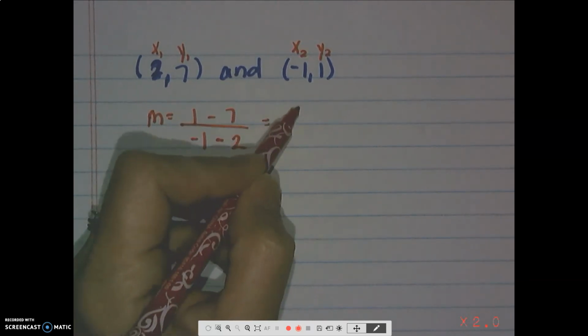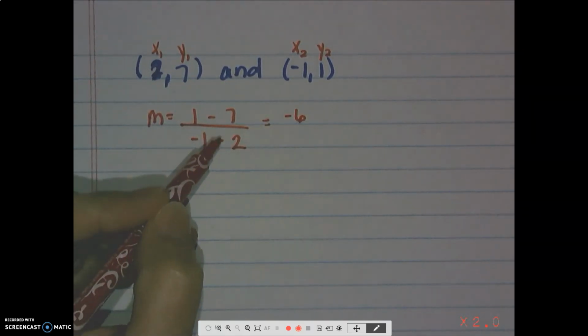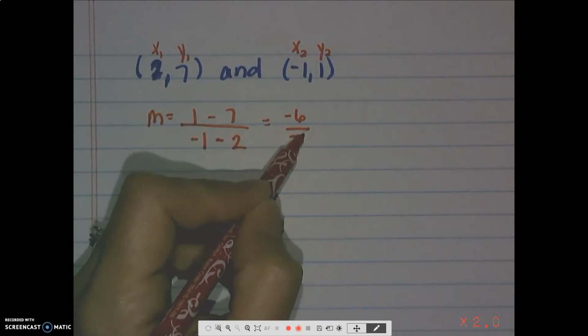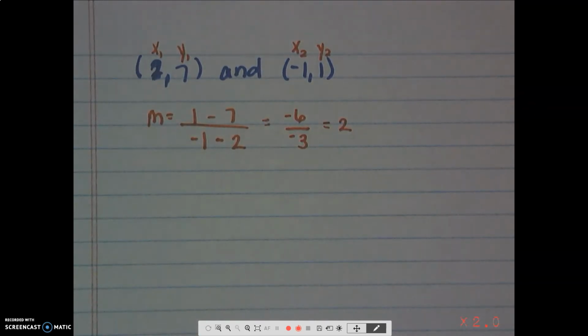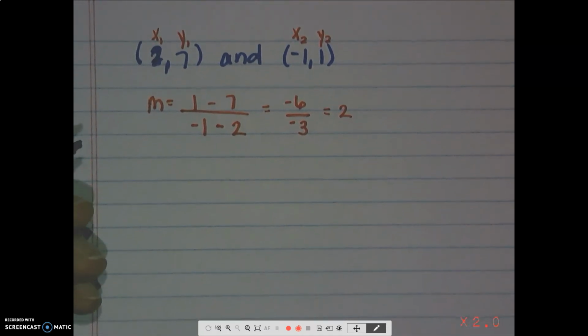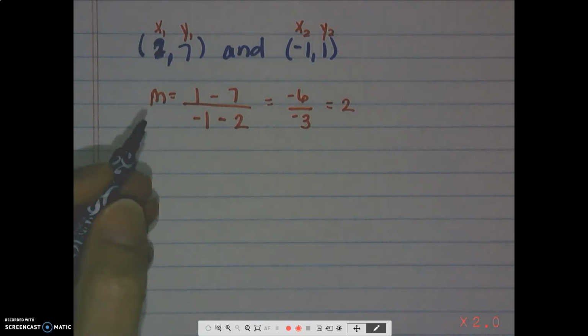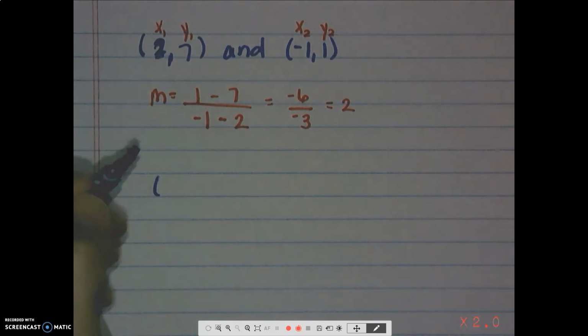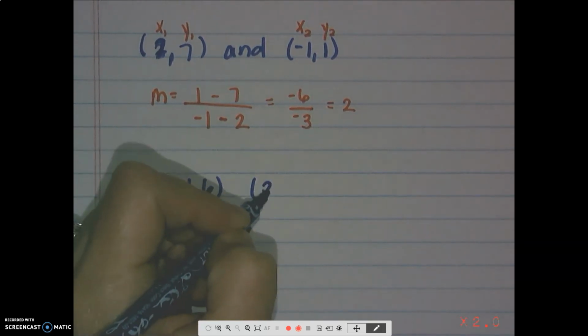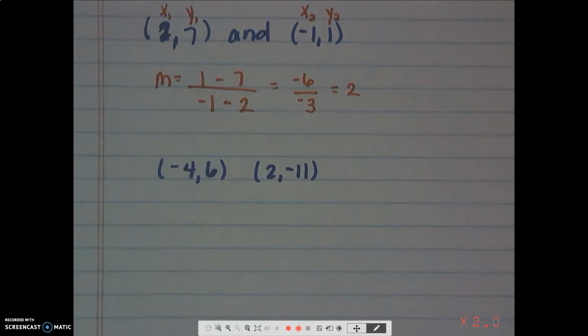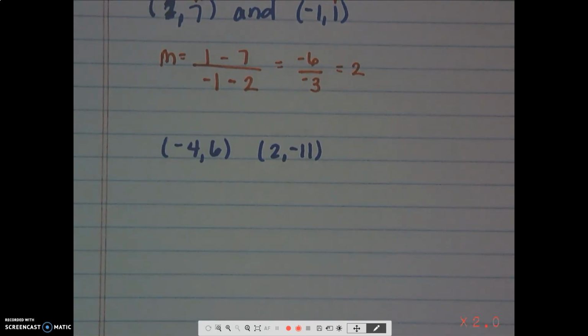So 1 minus 7 is negative 6. Negative 1 minus 2 is a negative 3. Negative 6 divided by negative 3 is a positive 2. And so our slope between those two is 2. Okay, so let's look at one more here. What if we have the points negative 4, 6, and 2, negative 11? Okay, and again, we're finding the slope between those two.